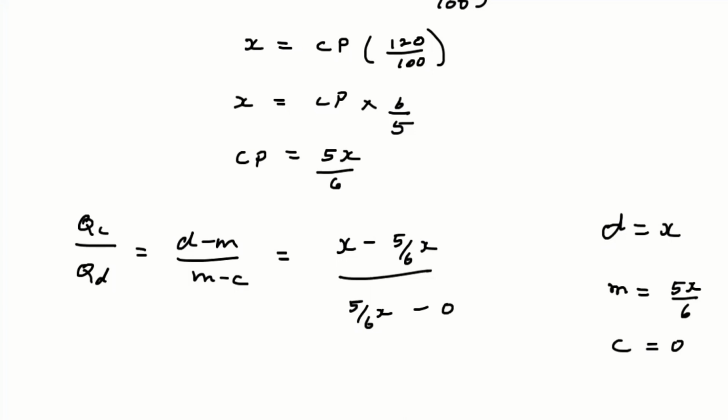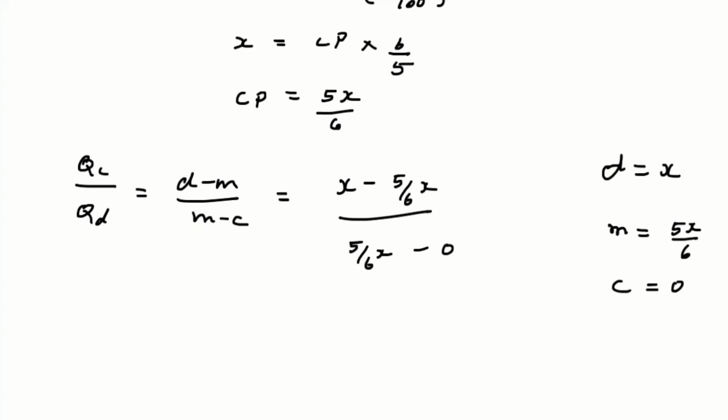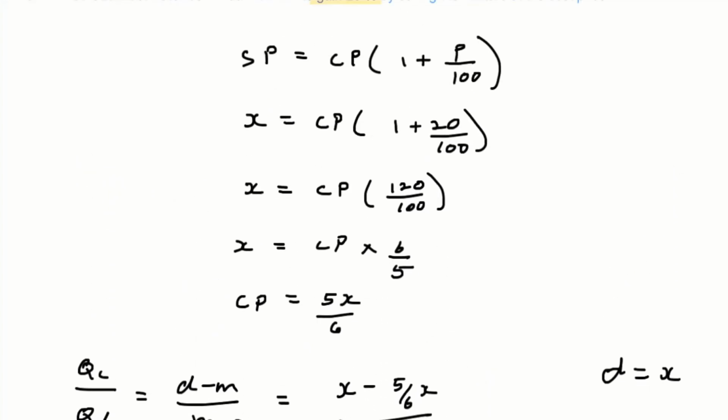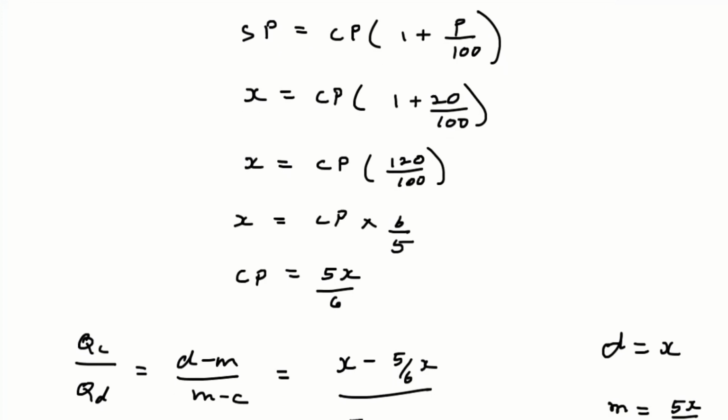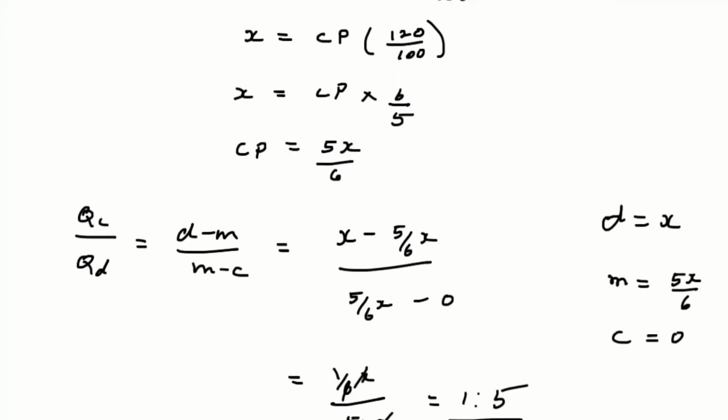So I get it as 1 by 6 x by 5 by 6 x. So the ratio is 1 is to 5. That is, he has to mix water 1 liter with milk 5 liters, so that he can gain 20%. Is that clear? So selling price is X rupees. So what is the cost price? Selling price of the mixture is only X rupees. So what is the cost price of the mixture? So we should be able to work it out properly.